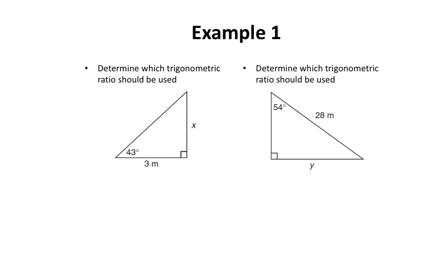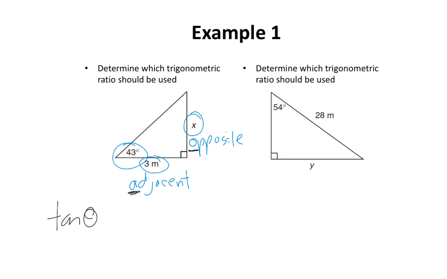In our first example, we want to determine which trigonometric ratio should be used. The first thing you should do is look at the angle which is given. That is an angle of 43 degrees. Everything is going to be relative to that angle. So, the side length of x would be the opposite side, while the side length of 3 meters over here would be the adjacent side. Now, you have to think about your mnemonic, SOHCAHTOA. Which of these ratios contains the letters O and A? That would be TOA, which means the trig ratio you should be using is tan theta, which is equal to opposite over adjacent.